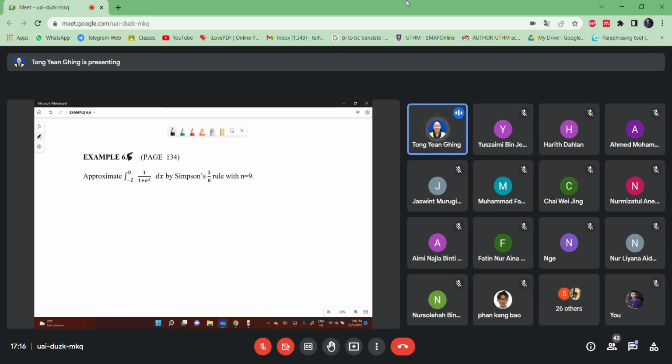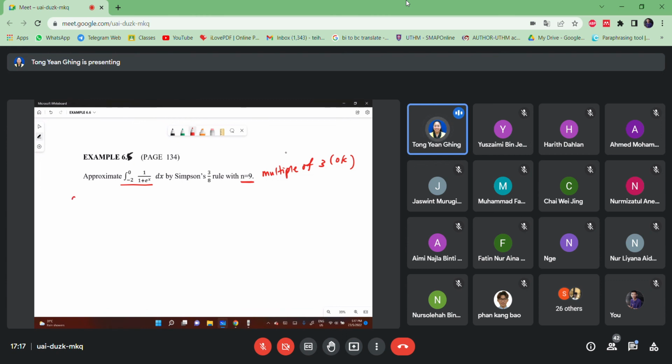Okay, so we use the same equation here. Only here, we have to solve using Simpson's 3-8 rule when n is 9. Okay, n is 9, which is a multiple of 3. So okay, we can use it.